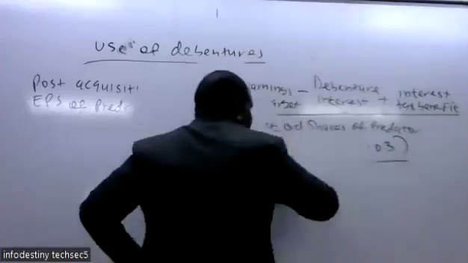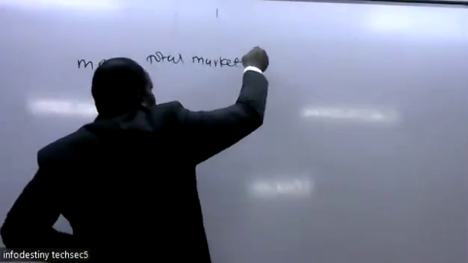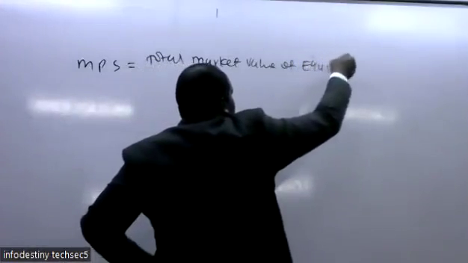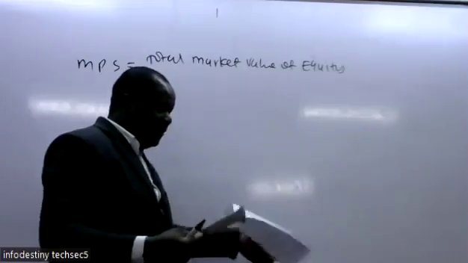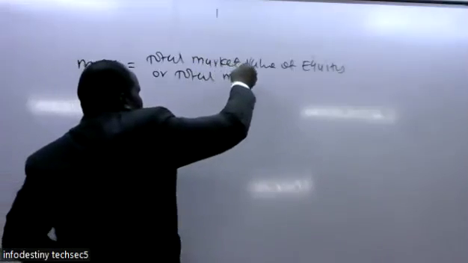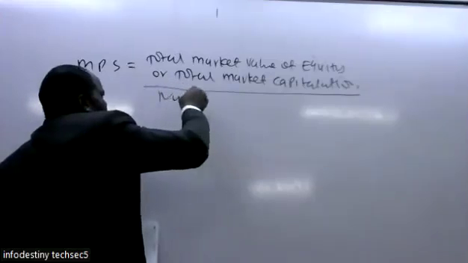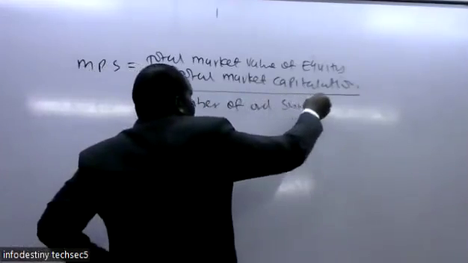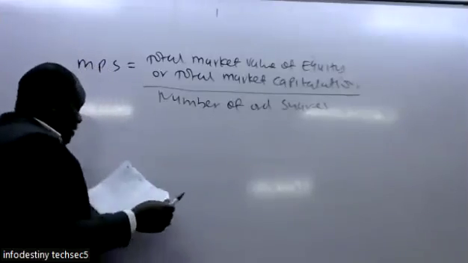So to compute the market price per share, market price per share should be equal to total market value of equity, which they are referring to us as the total market capitalization. Then after that, we divide by the number of the ordinary shares. So we compute for each company before we combine them. So we start with the one for Somco Limited.